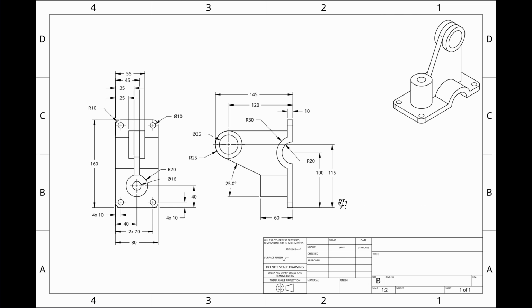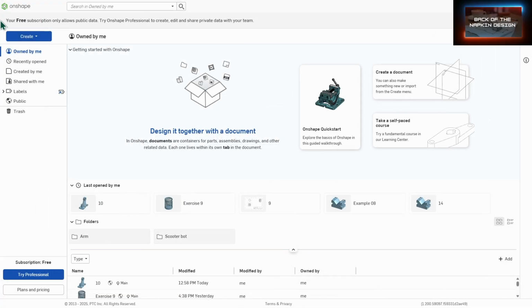Today we're going to design this here, exercise number 10. So take a screenshot of this if you want, and we'll get started. I'm going to place this onto my second screen and build from it. All right, I'm using OnShape and a free subscription. I'm going to go to Create, Document.